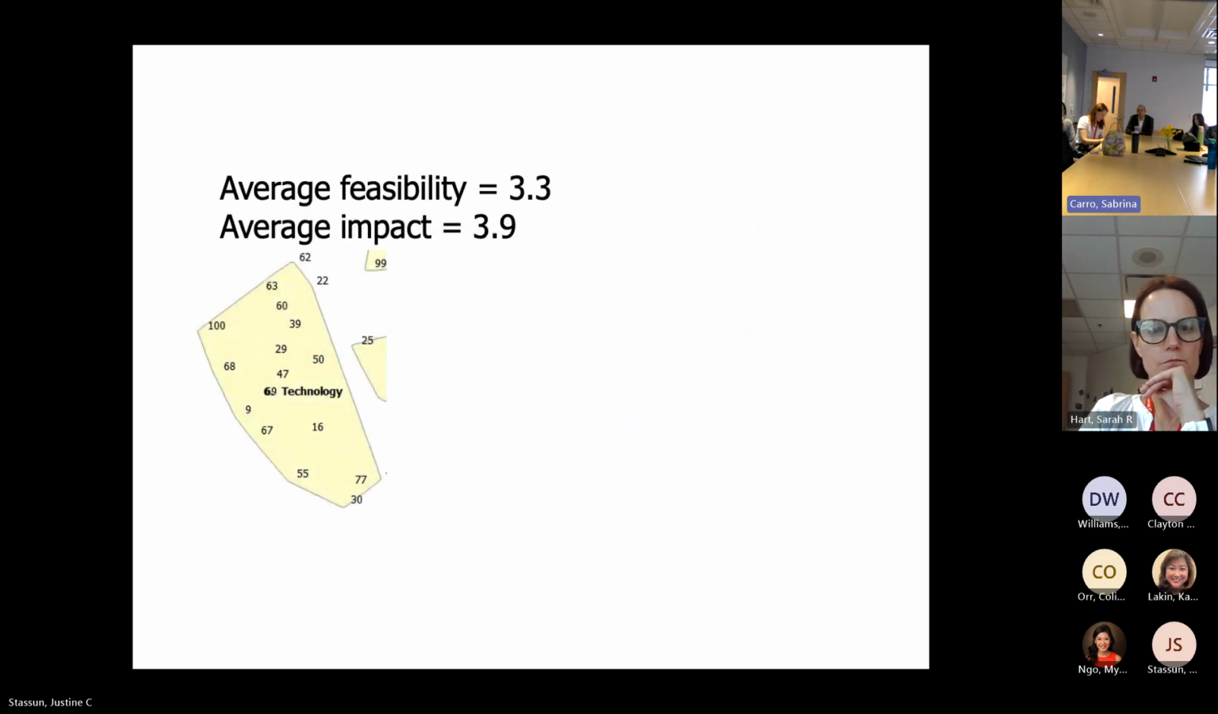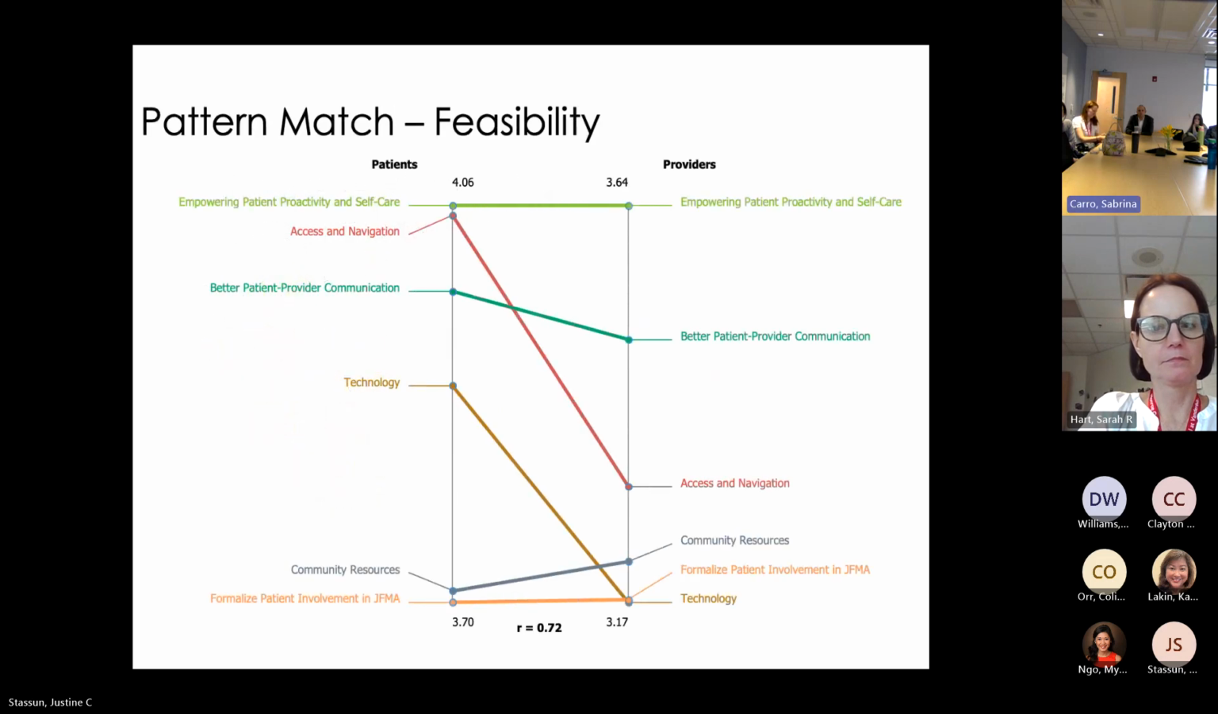But then what you can do is visualize those ratings at the individual idea level or at the cluster level, right? So this is like average feasibility and impact of all the ideas in the technology cluster. Other cool things you can do though is look across groups of stakeholders. So here's what patients thought was feasible and what the providers thought was feasible, right? And you can take a look at areas of overlap, and that is a really interesting thing.